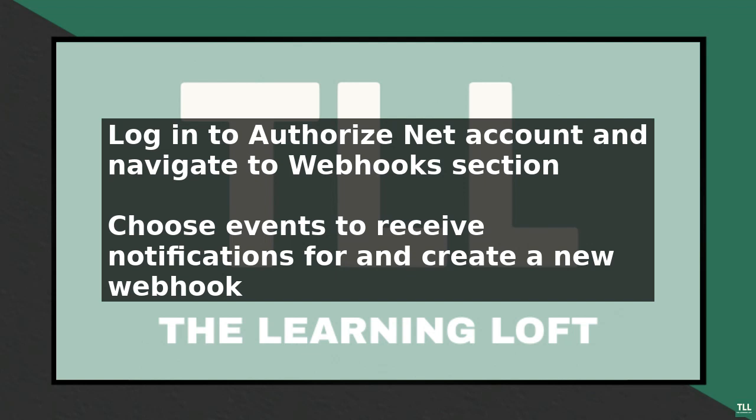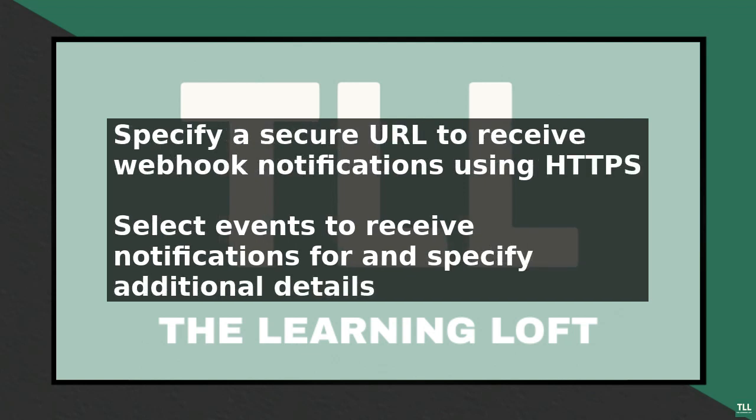Then, select the events you want to receive notifications for, such as payment charged successfully, payment failed, or customer information updated. You can also specify additional details, such as the merchant ID and the specific types of events you want to receive. After setting up the webhook, you will need to verify it by responding to a verification request from Authorize Net. This ensures that your server can receive and process the webhook notifications correctly.